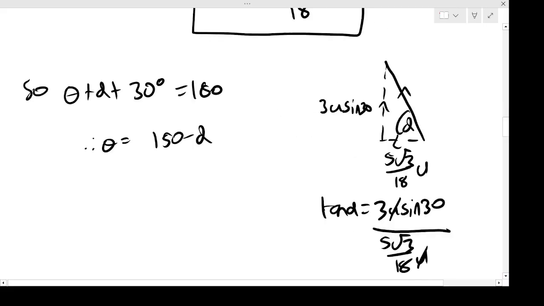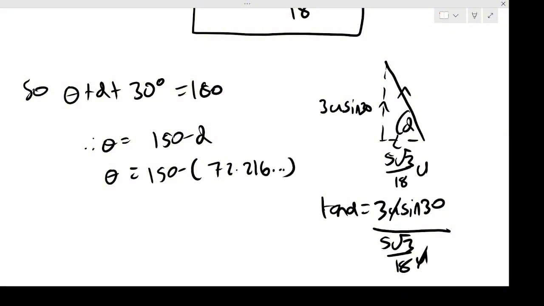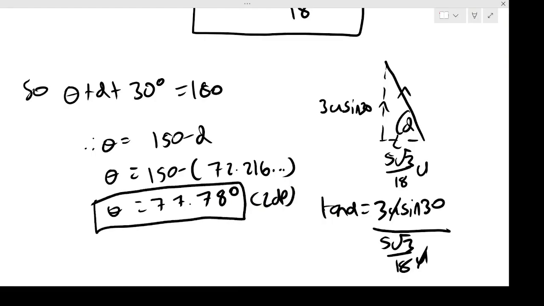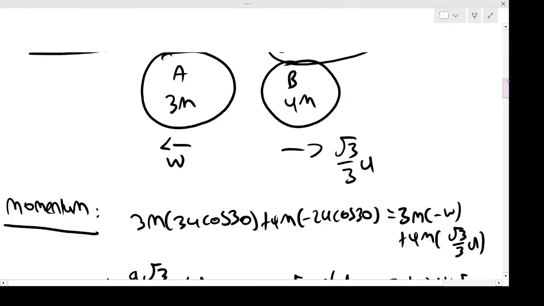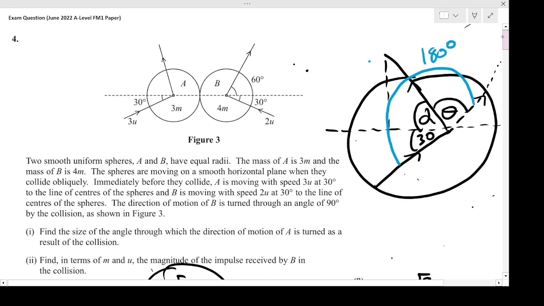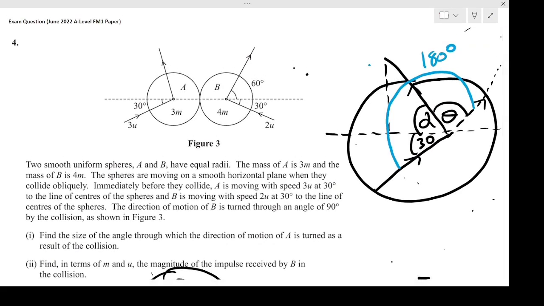So there we are. Therefore theta can be 150 take away this 72.216 I found. And so I get 77.78 degrees to 2 decimal places, and there we are. That is my angle of deflection theta. Okay, for part A there. Now I'm going to be looking at more angle of deflection questions later on in the video, so you get more practice there. But hopefully that made some sort of sense.